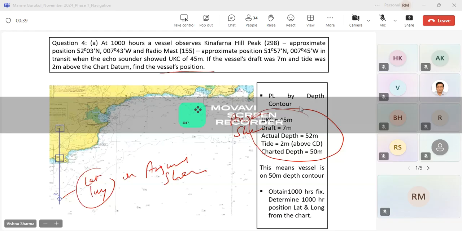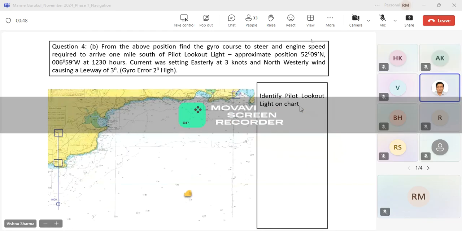Okay. Now we go to part B of this question. Part B of the question says, from the above position, which is this position, A, find the gyro course to steer. The gyro error is given at the end here. Gyro course to steer and engine speed required. So CTS is required and engine speed is required, to reach 1 mile south of pilot lookout light.